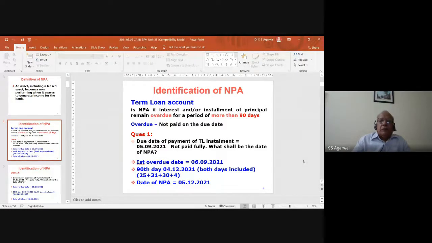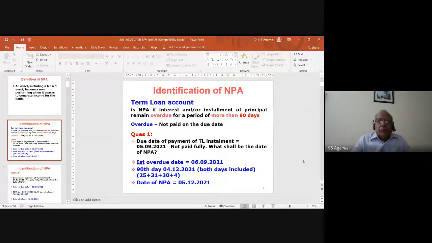We have got term loan account, we have got CCOD, bills account, right? So in case of term loan, the identification of NPA is done like this. A term loan account will be NPA if interest and or installment of principal remains overdue for a period of more than 90 days. So it has to be overdue, and this overdue period should be more than 90 days. Overdue means not paid on due date.